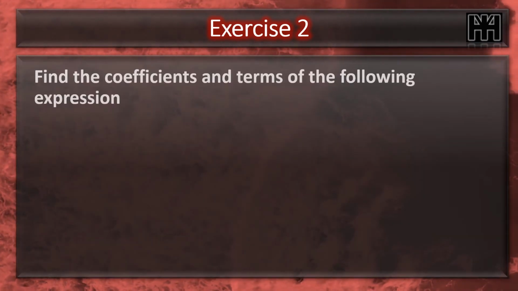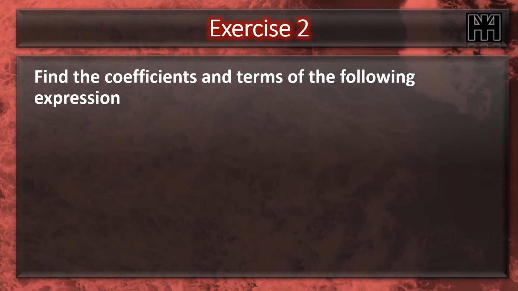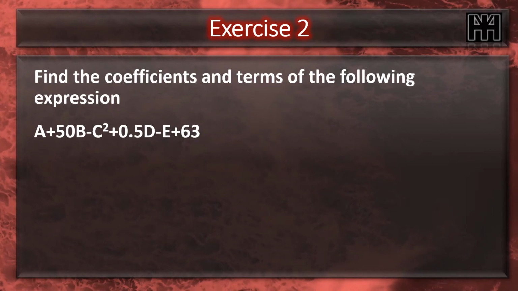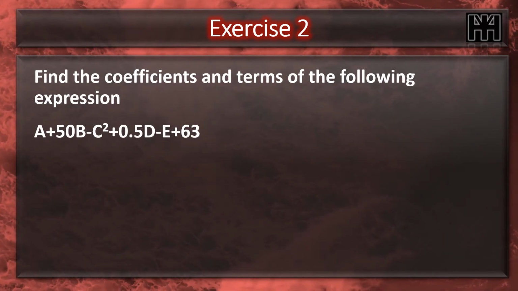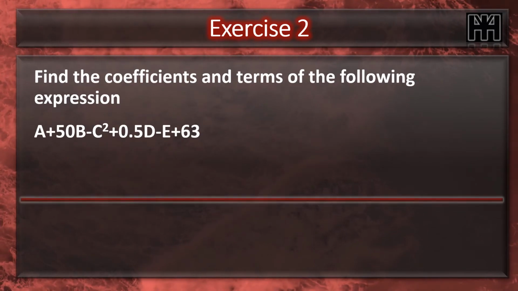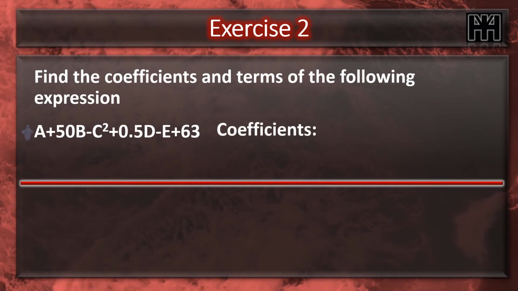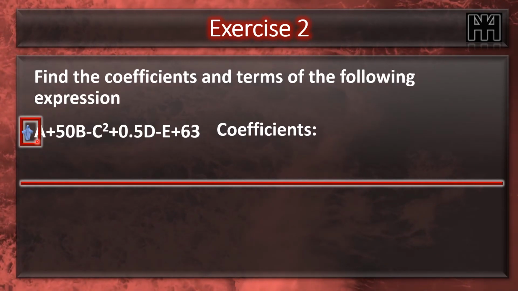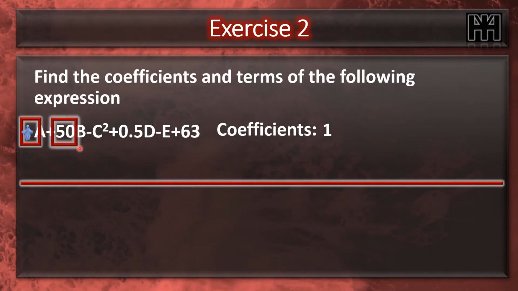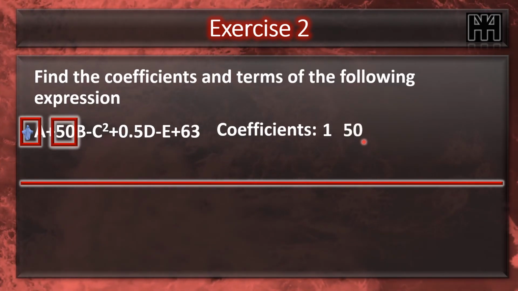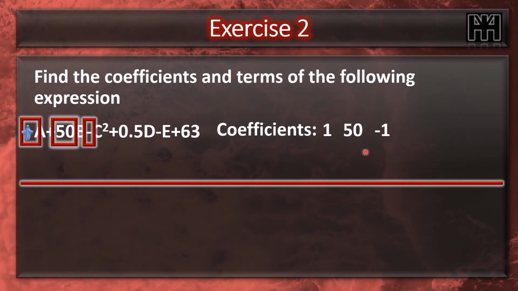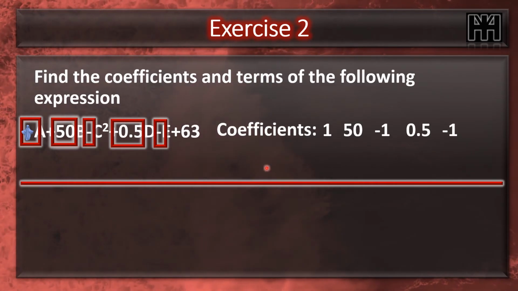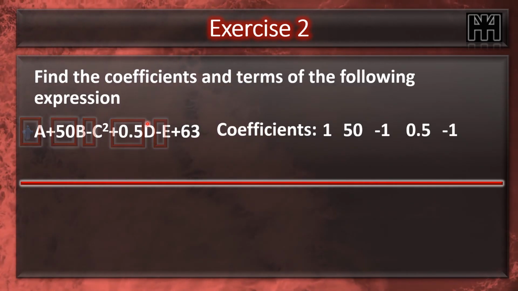Exercise 2. Find the coefficients and the terms of the following expressions. We have a plus 50b minus c squared plus 0.5d minus e plus 63. Okay, let's find the coefficients first. Don't forget the ghost here in front of the a. We have 1a, the ghost, and 50b, 50 is multiplied to b, and the negative 1 of the c, and 0.5d, and the negative 1 of the e. And those are the coefficients of this expression.